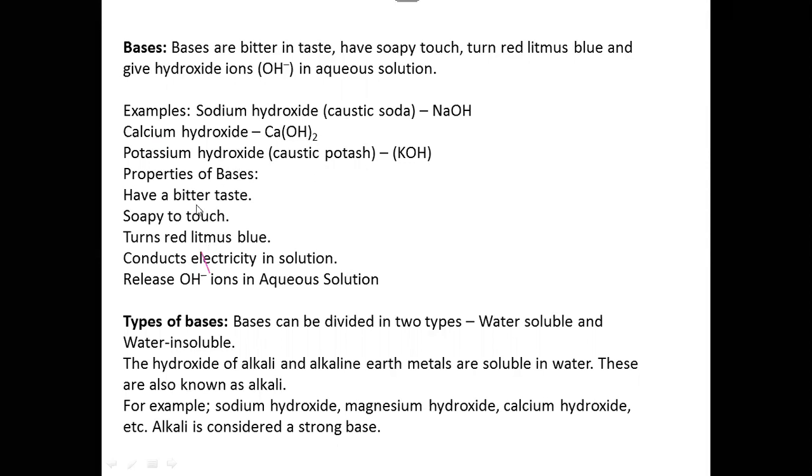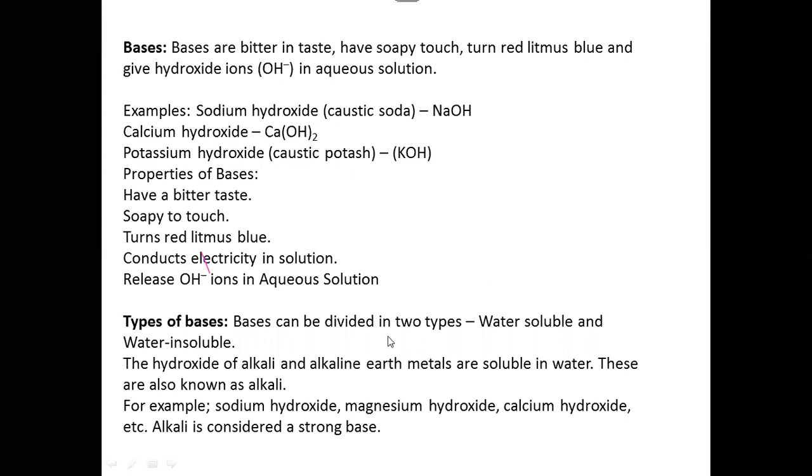Properties of bases we had studied in the definition. So they have bitter taste, म्हणजे तुरट चव असते, soapy to touch, turn red litmus blue, and conduct electricity in solution because they contain OH minus ions in their aqueous solution. Then types of bases.